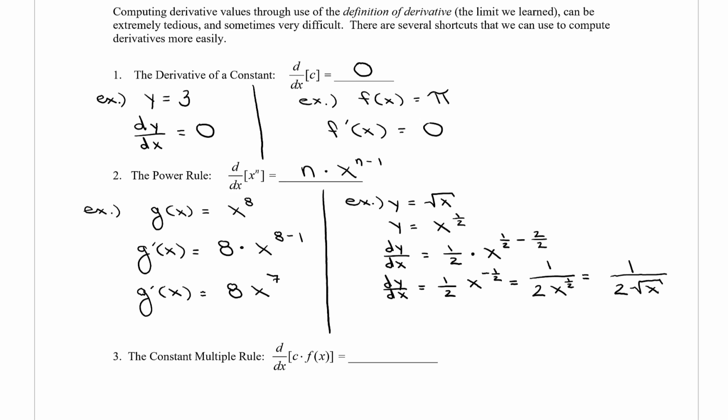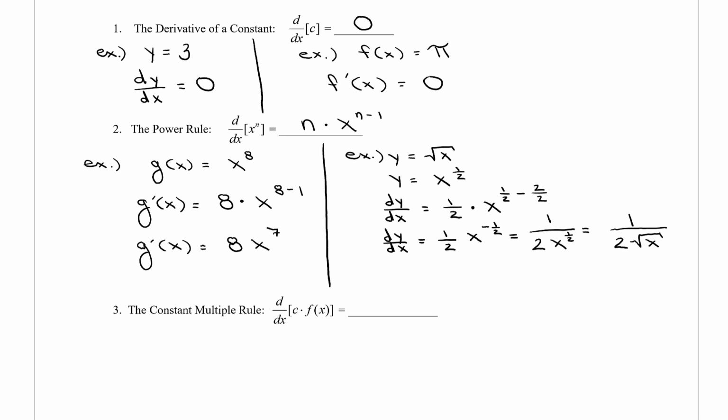3. The constant multiple rule. The derivative of c times f of x. So the c that represents the constant can be factored out and written out in front of our derivative. We can write this as c times f prime of x. An example would be f of x equals 9x raised to the 5th power.